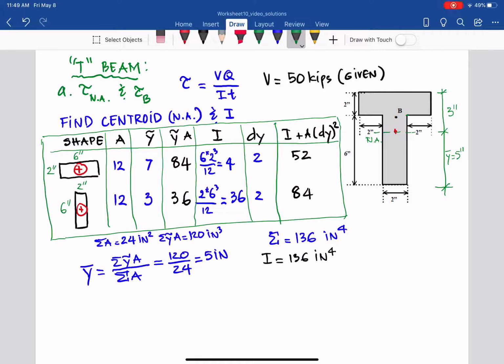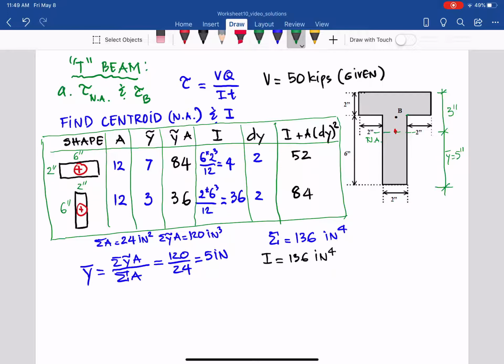Let's continue worksheet 10B for the T-beam. In the previous portion, we already found where the centroid is, so we are able to locate the neutral axis. And we also set up the table to find the location of the centroid and also the area moment of inertia of the whole cross section, I.